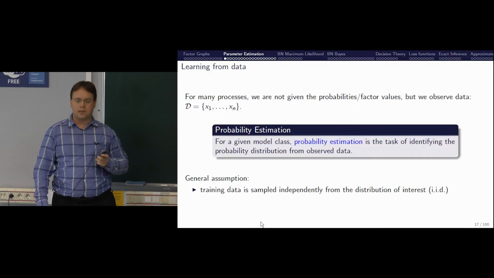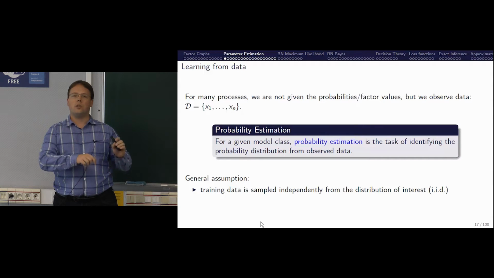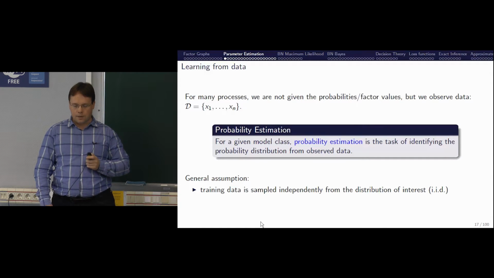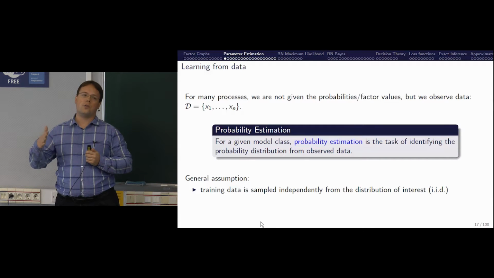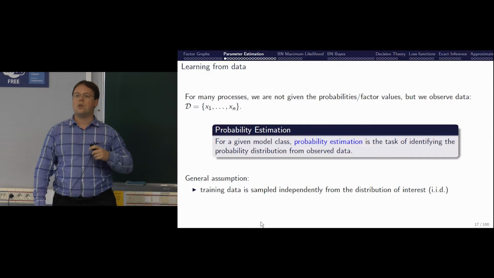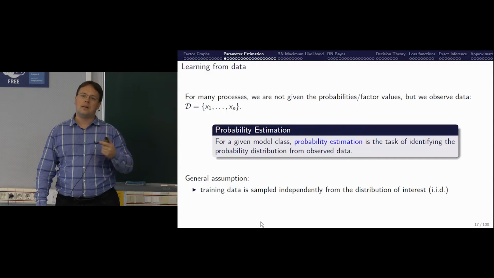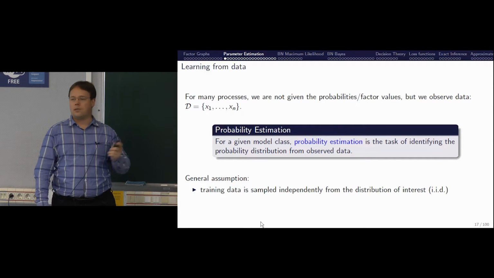So we want to do probability estimation, where we are given some kind of model class, we fixed our structures, we just want to fill in the values. Then we want to identify one specific choice of function values in order to fit the data that we observe from the real world. The general assumption is that the training data we get is sampled independently and identically distributed from one distribution. So it's just identical samples that have no dependence between them, which makes the analysis much easier. You can also learn from dependent data, but that's a different topic.